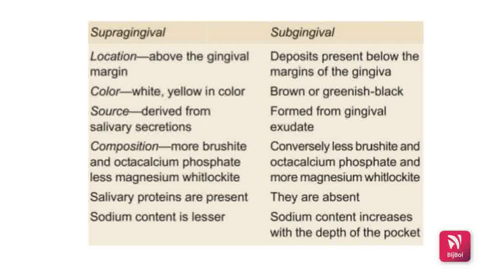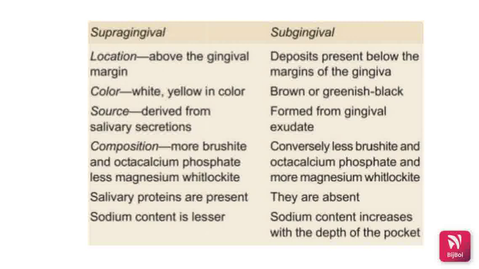The supragingival calculus is also called salivary calculus because it derives its components from saliva, whereas the subgingival calculus is called cerumal calculus. The composition of the supragingival calculus includes more brushite and octocalcium phosphate and less magnesium whitlockite. These brushite, octocalcium phosphate, and magnesium whitlockite are all crystalline forms.